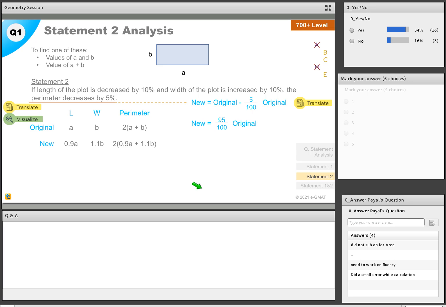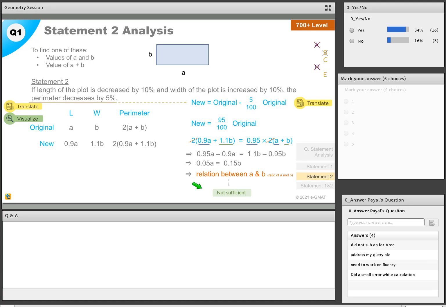Now, the perimeter decreases by 5%. Again, new is equal to 95 by 100. You should be able to write that right away, and then you simply process the information. What you get over here is a relationship between A and B. It's the ratio of A and B, which is again not sufficient because what you need is the actual value of the sum of A and B.